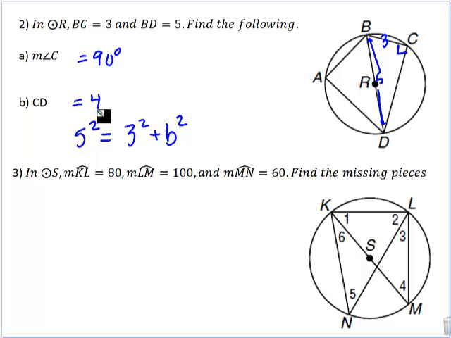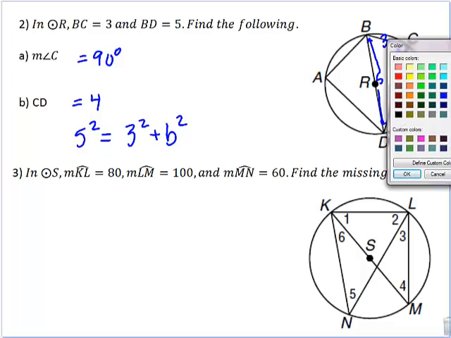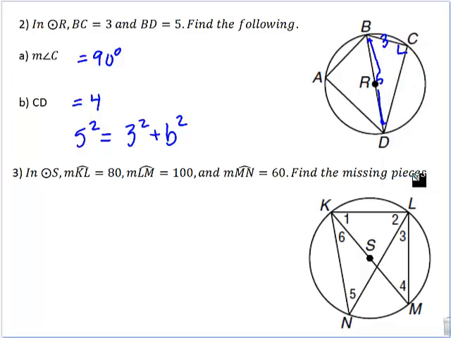All right, next example. In circle S, arc KL is 80 degrees, arc LM is 100 degrees, arc MN is 60 degrees. Find the missing pieces. So we want to find angles 1 through 6. So we'll start by labeling. So KL is 80, LM is 100, MN is 60.